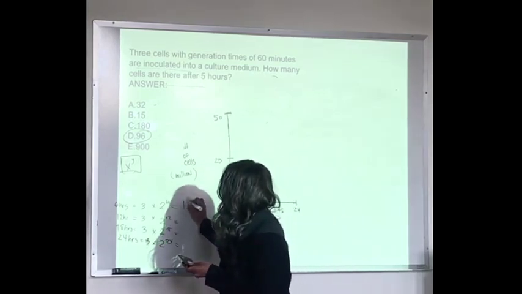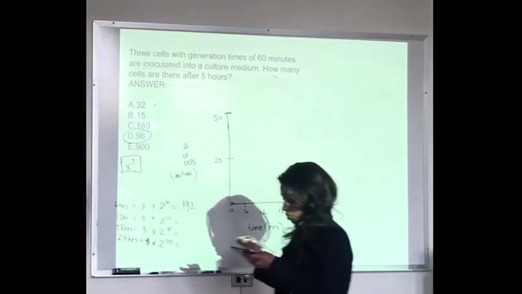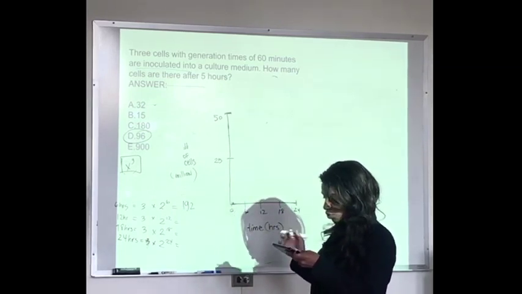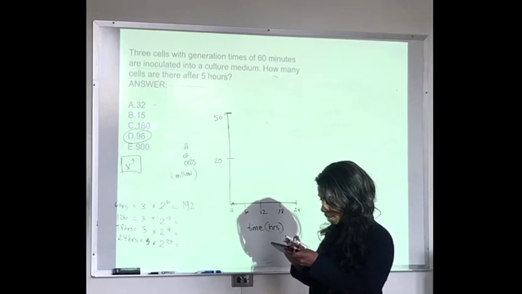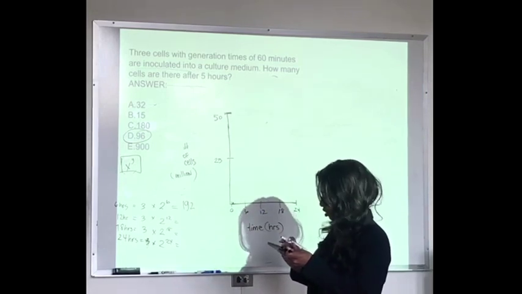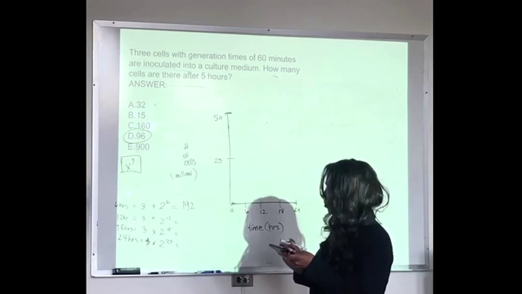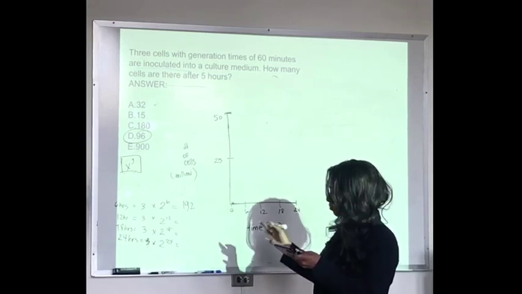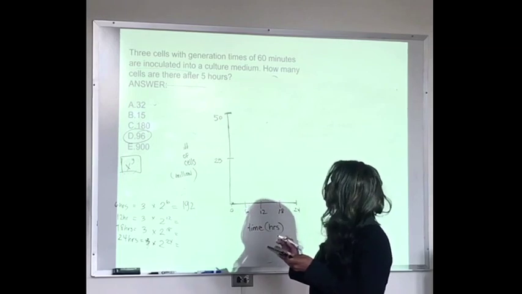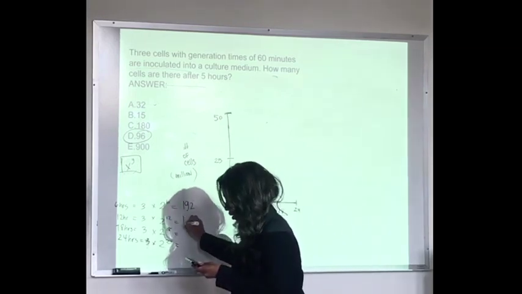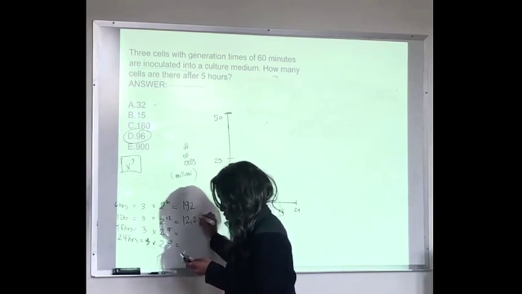Then I'm going to do 12 hours, so 2. I'm going to use that symbol on the calculator, and then press 12, because that's the number of generations. That will give me 4,096, and I'm going to multiply times 3 because we started out with 3 cells. So that will give me 12,288, and that's how many cells I will have there.